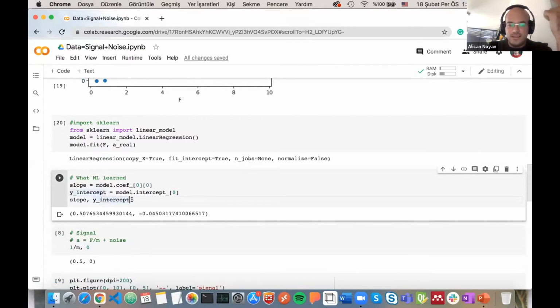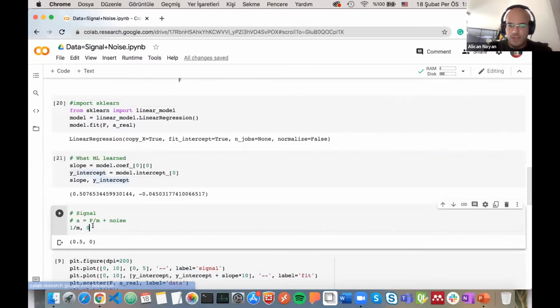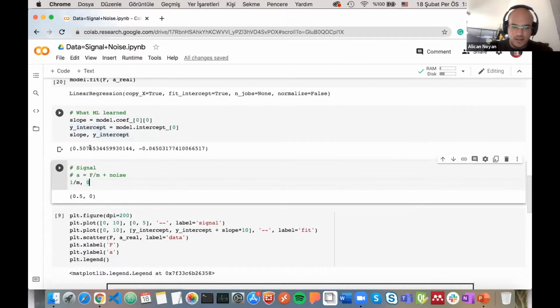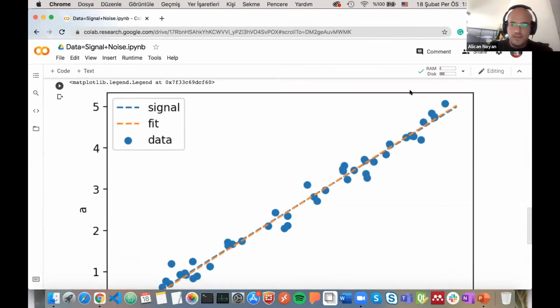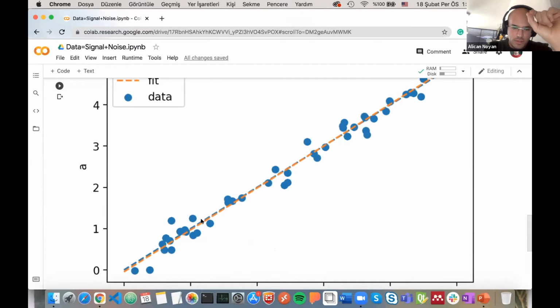Since we generated the data, we already know what these values should be exactly, without any error. We know that it should be 0.5 and 0, because this is the relationship. So we are very close, not exactly, but this is the error. We can actually plot and see. This is the data set we had. This is the fit, and this is the signal we used to generate the data. As you can see, fit and signal are very close, but not exactly on top of each other.